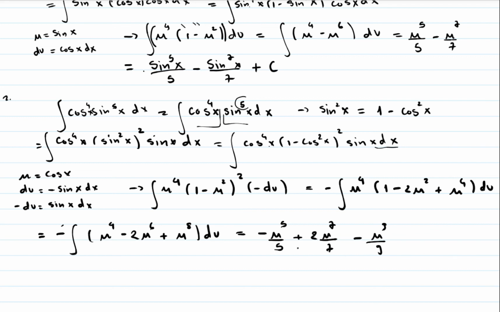Great. But our function is not in terms of u, our function is in terms of x. So this is equal to minus, instead of u, cos raised to 5 of x divided by 5, plus 2 cos 7 of x divided by 7, minus cos 9 of x divided by 9. And because we don't have boundaries, limits of integration, this is going to give us plus c. And then we have found our solution.